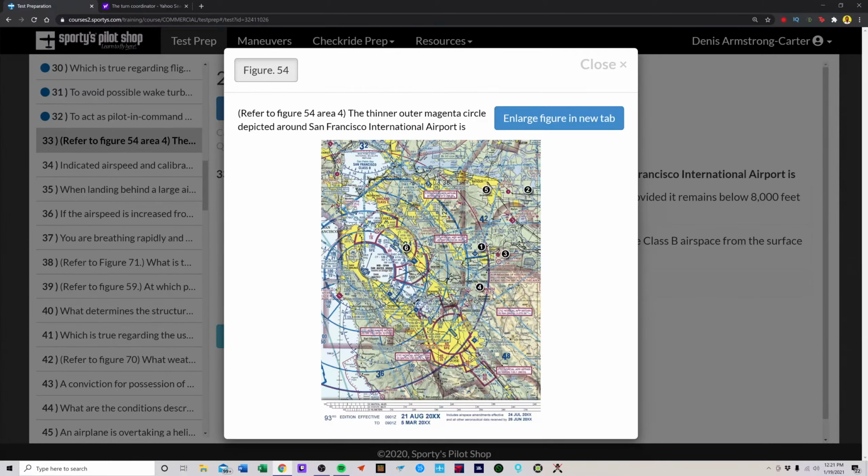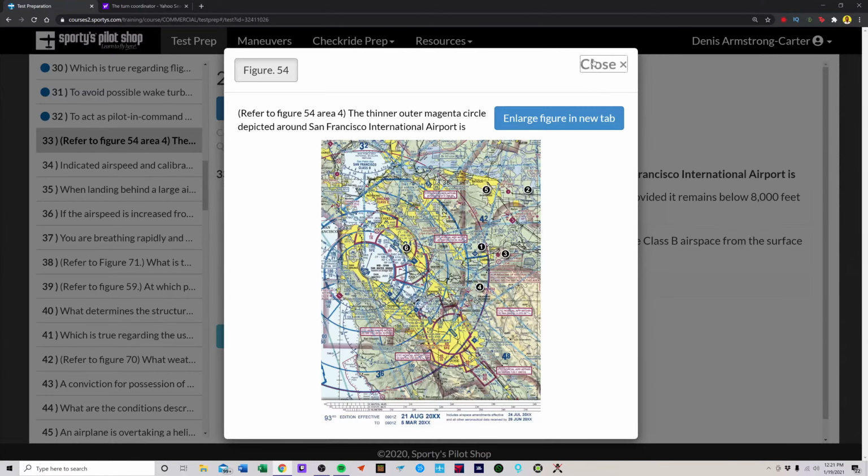What's up? Let's see if we can get this one. The thinner outer magenta circle depicted around San Francisco airport. San Francisco is a very busy airport. Look at how many circles they have. That's their airspace. That's how protected they are. So they're talking about the outer magenta circle out here.